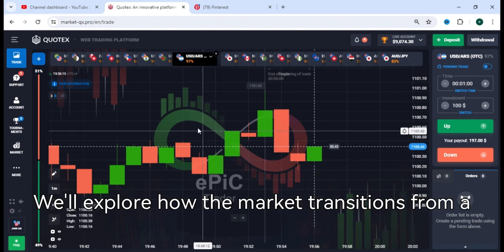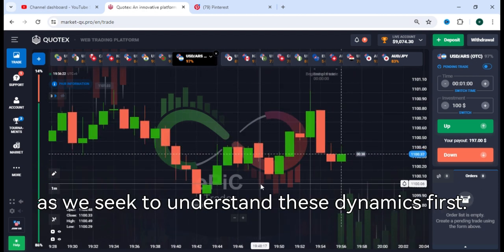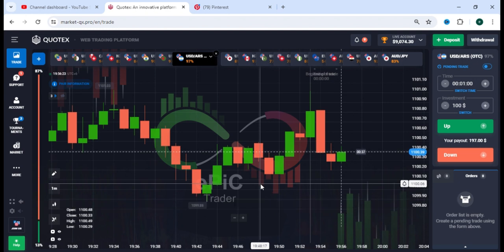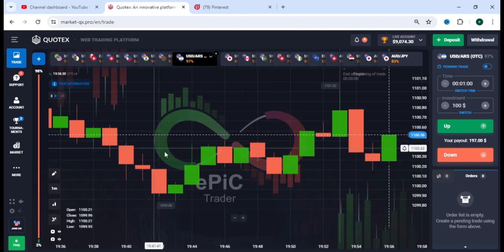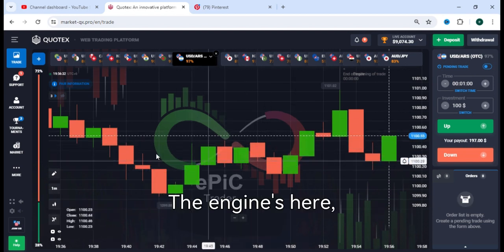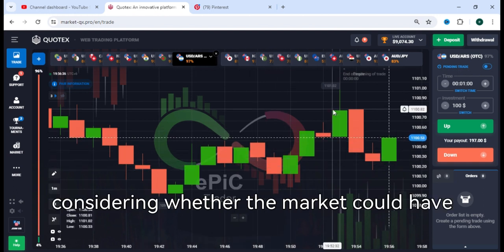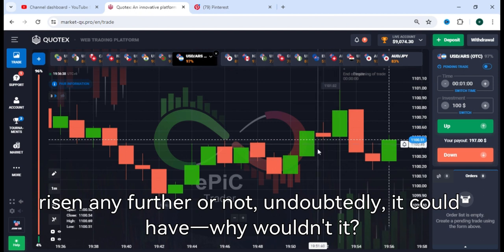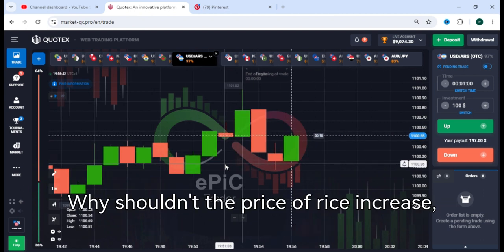We'll explore how the market transitions from a downtrend to an uptrend, how it switches tracks, as we seek to understand these dynamics first. Look, the market has a ranging point here. Considering whether the market could have risen any further or not, undoubtedly it could have. Why wouldn't it? Why shouldn't the price of rice increase?